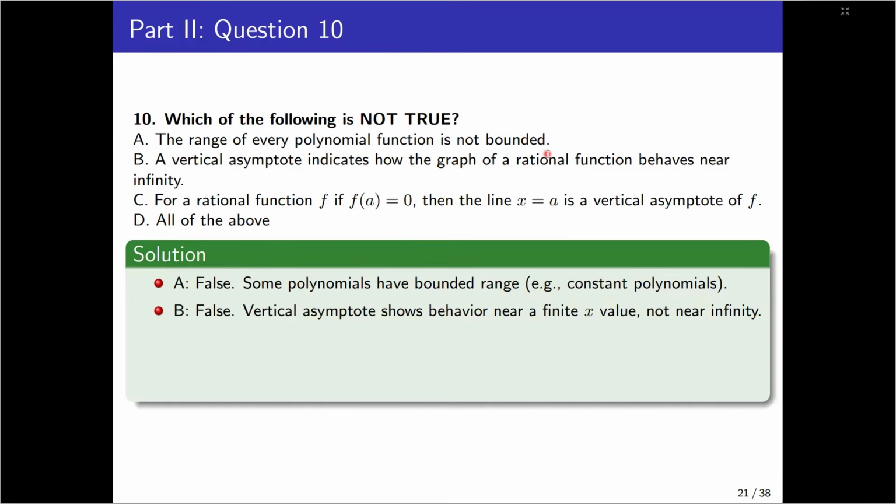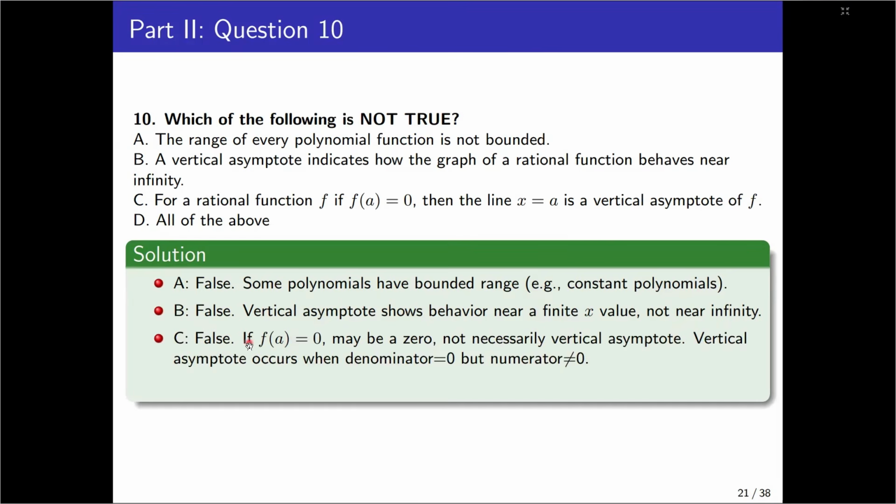That means B is also false. A vertical asymptote indicates how the graph of a rational function behaves near infinity. A vertical asymptote shows behavior near a finite x value, not near infinity. That means a vertical asymptote is a vertical line which passes through a certain value of x, so that it describes the behavior of the given function near that real number x where the vertical asymptote is passing through. It is not near infinity, that is why B is false.